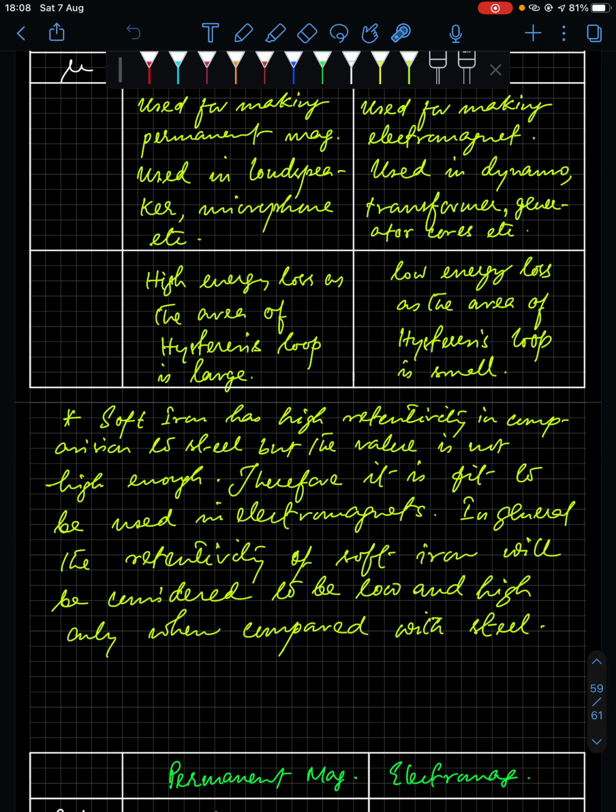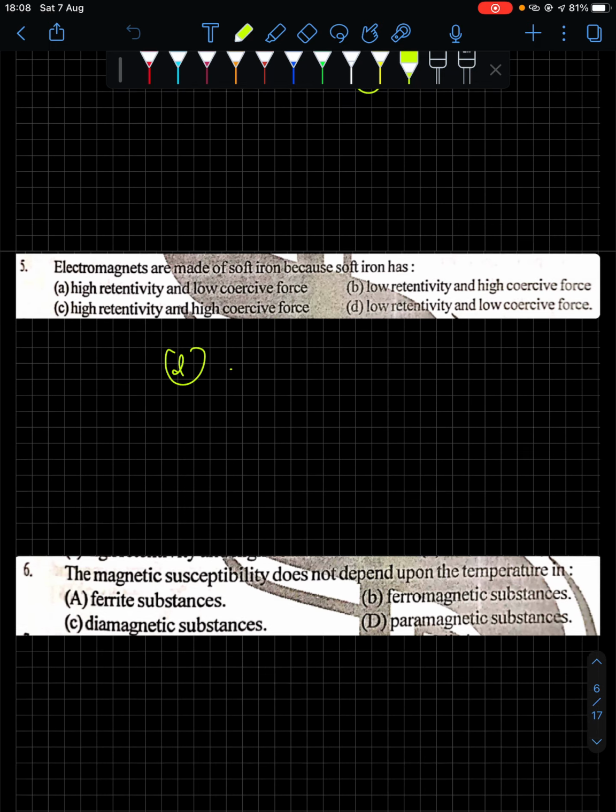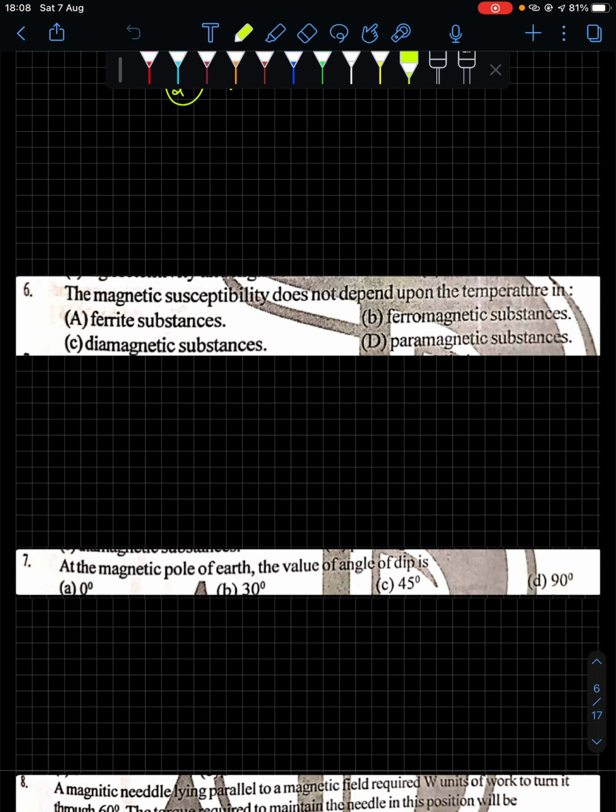Okay, so a paragraph has been added. I'll share this note once again so that you can go through this. Alright, so we have option number D.